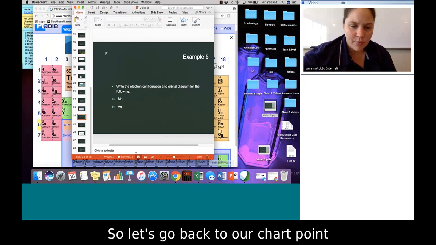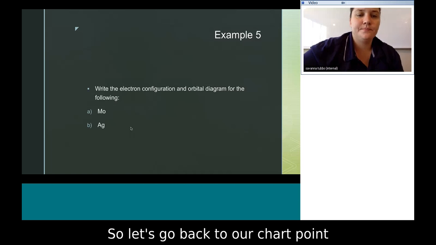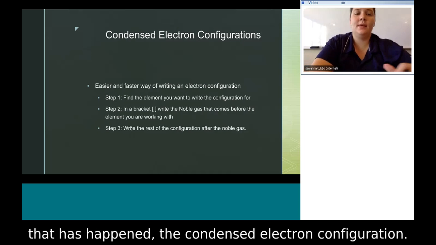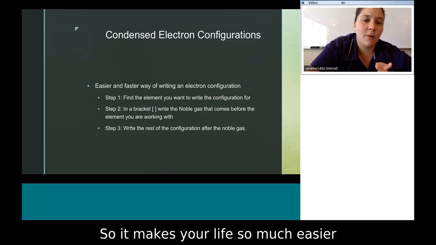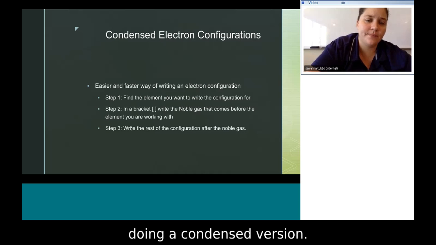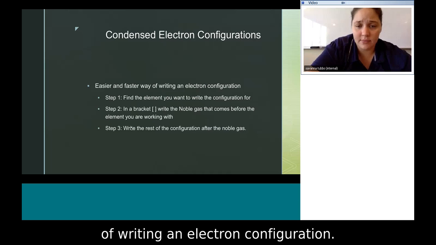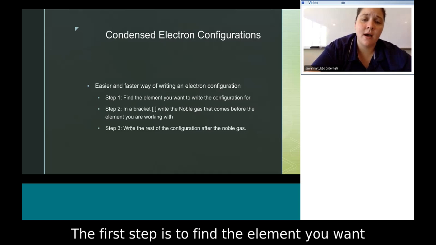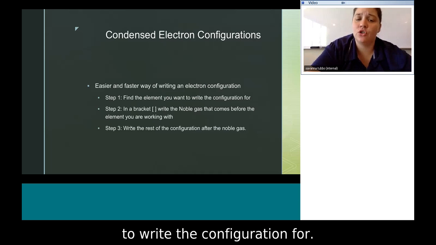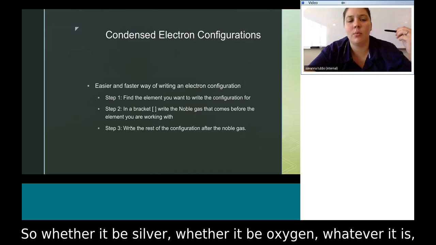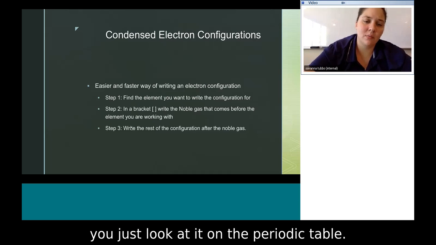So let's go back to our PowerPoint and talk about probably the best thing that has happened, the condensed electron configuration. So it makes your life so much easier doing a condensed version. So it's the easier and faster way of writing an electron configuration. The first step is to find the element you want to write the configuration for. So whatever it is it's telling you, whether it be silver, whether it be oxygen, you just look at it on a periodic table.